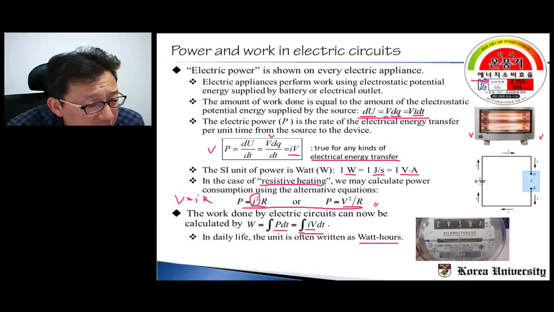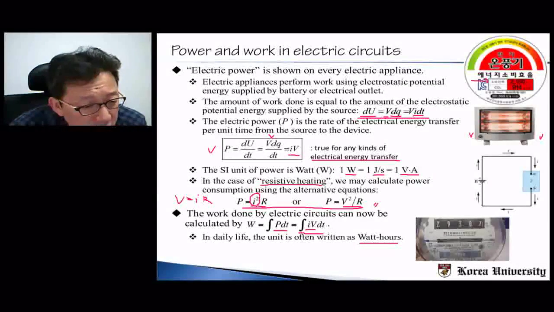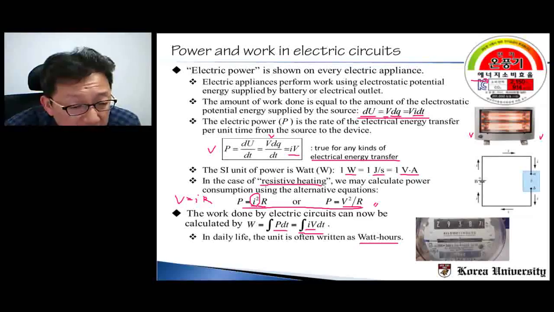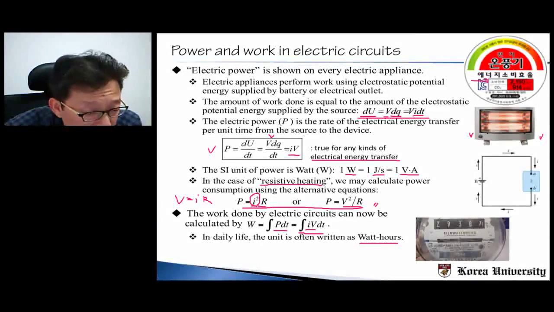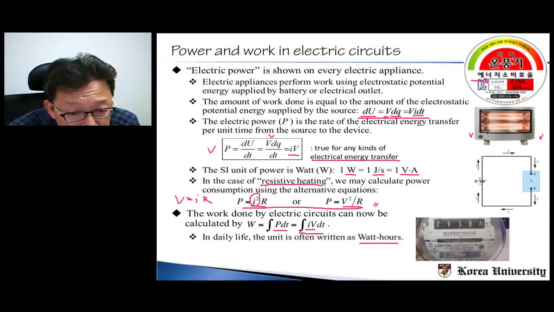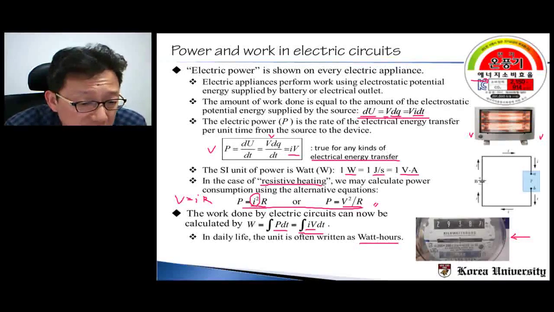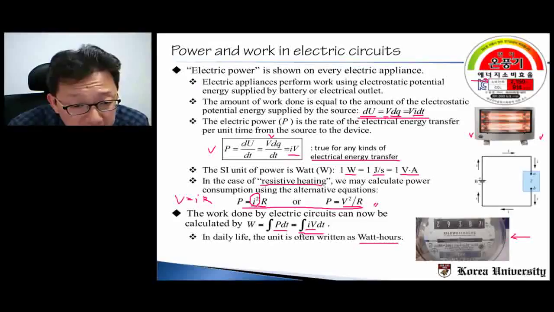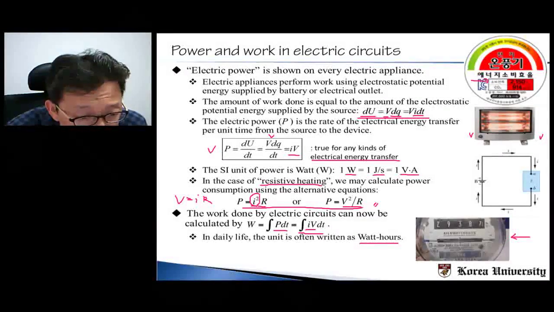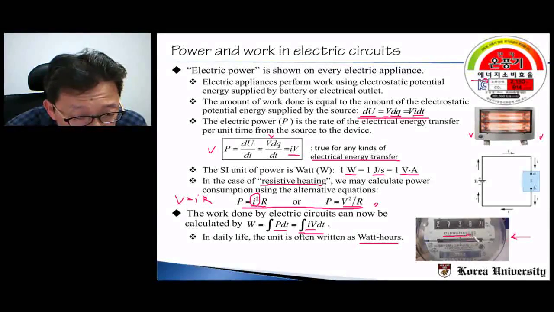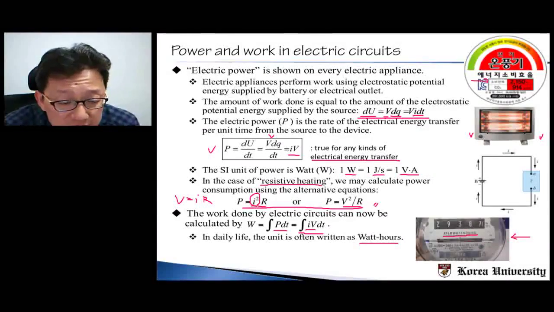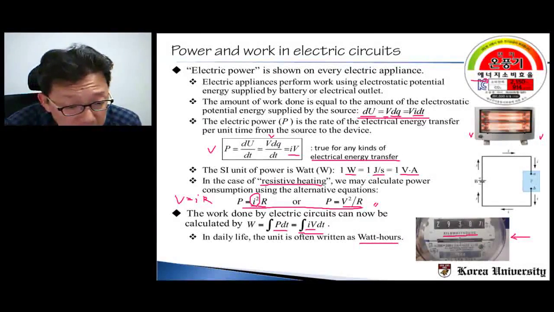Simply understanding that work is equal to power multiplied by time, we use their units directly, and an hour is of course 60 minutes multiplied by 60 seconds. Take a look at the figure here. This is the electric power meter that every home has. The number here is using the unit kilowatt hours, right? So this is 1,000 times the watt hours.